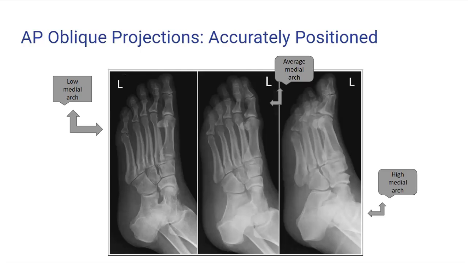Typically, you're dealing with average medial arch patients, and 45-degree foot obliquity should be sufficient. However, these are just a little bit of tips and tricks for you to identify when to increase or decrease rotation of the foot in order to get that cuboid cuneiform joint space open and those 2nd through 5th intermetatarsal joint spaces open.